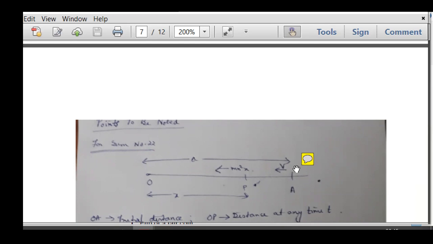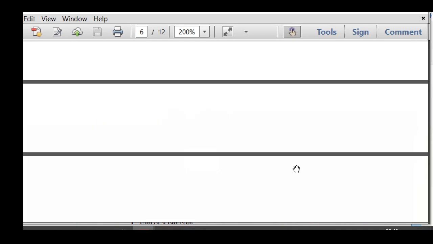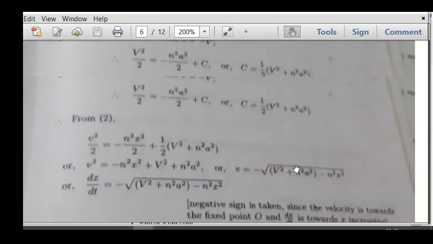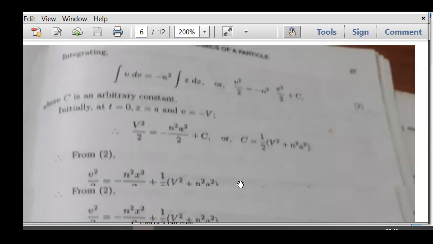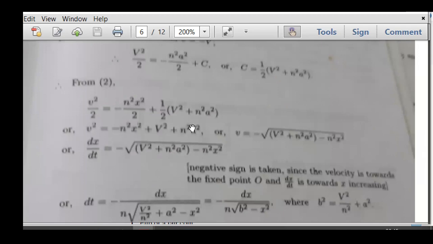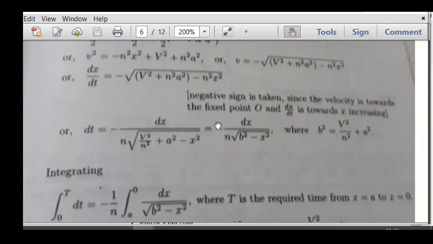dx/dt means small v, that is the running coordinate or running variable. So small v equals minus V. See here, minus V is taken. Using all these specifications, you get the constant C here. You just use it, and ultimately you get this, and then small v equals this, and minus is taken. You have to specify why the negative sign is taken: since the velocity is towards the fixed point and dx/dt is towards x increasing, as I already said. Again from here you have to integrate once more.